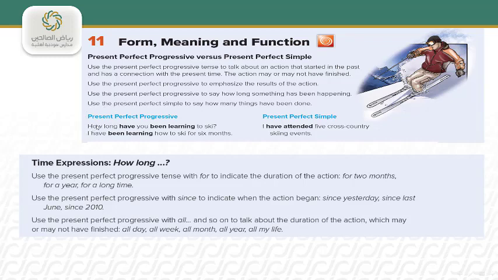Note the sentence in the present perfect progressive: How long have you been learning to ski? I have been learning to ski for 6 months. Here, the emphasis is on the period of time, 6 months.